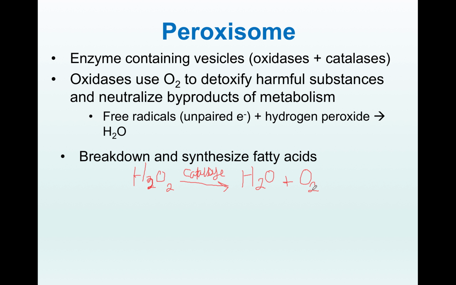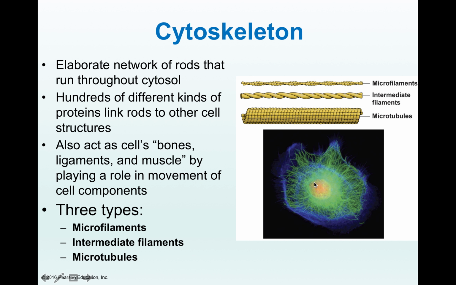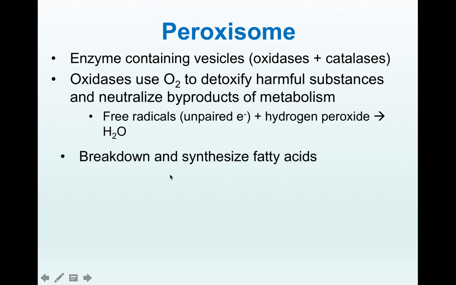So peroxisome is extremely important because it takes something that can cause harm to our body and converts it to something that is required by our body. As a secondary function, by the way, it also has the ability to break down and synthesize fatty acids.